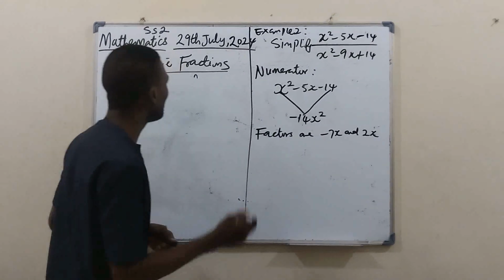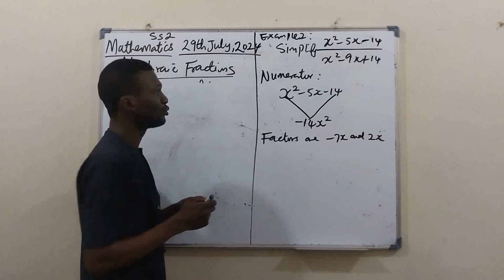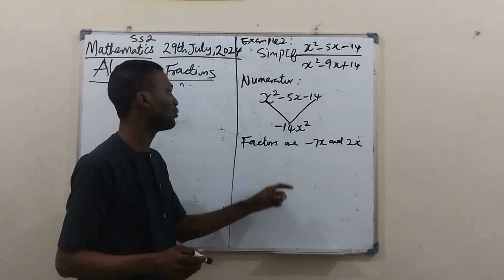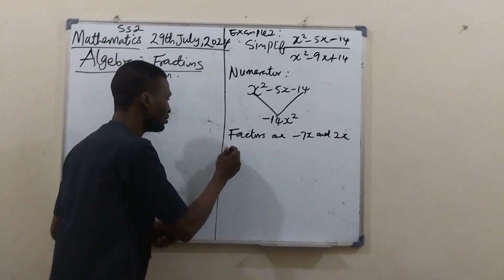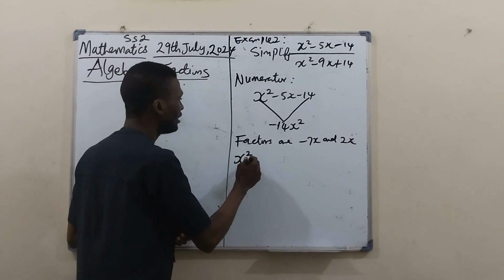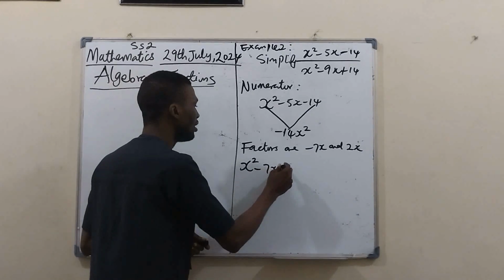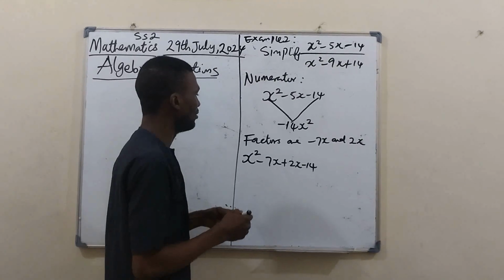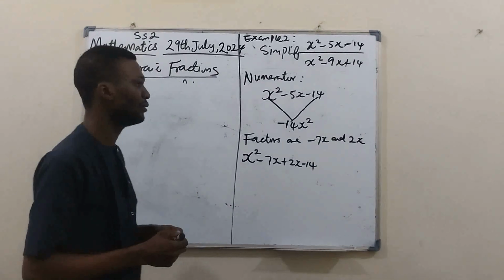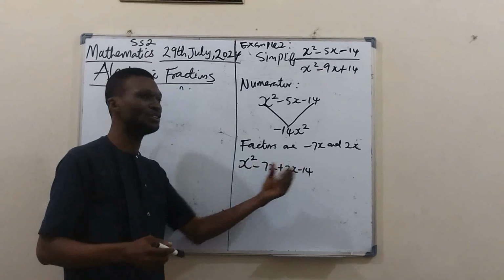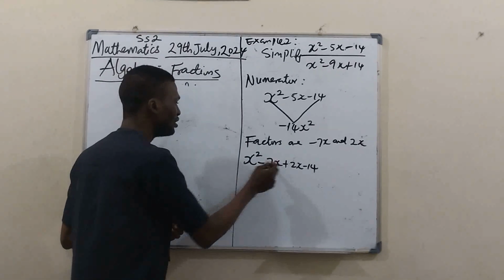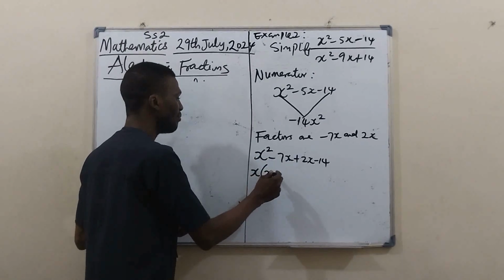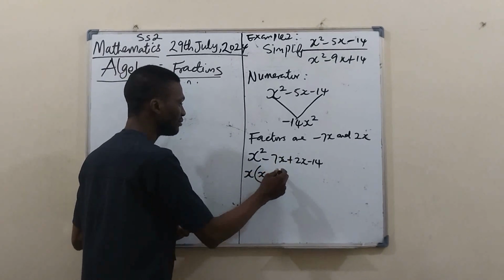Also, minus 7x plus 2x gives us minus 5x. So we split the expression as x squared minus 7x plus 2x minus 14. The idea is that we can factorize each of these two pairs separately. The common factor in the first two terms is x. x into x squared, we have x; x into minus 7x, we have minus 7. x will cancel itself, and we have 7 left.